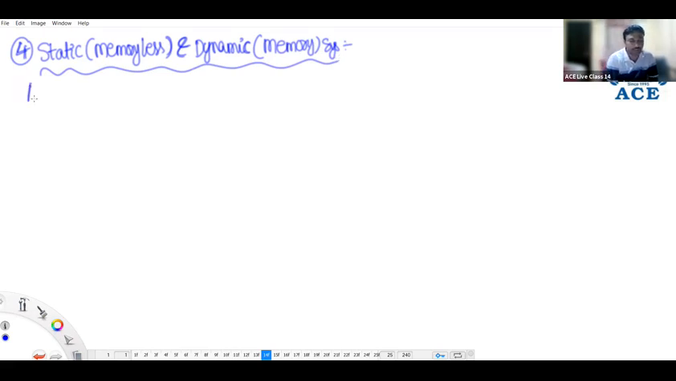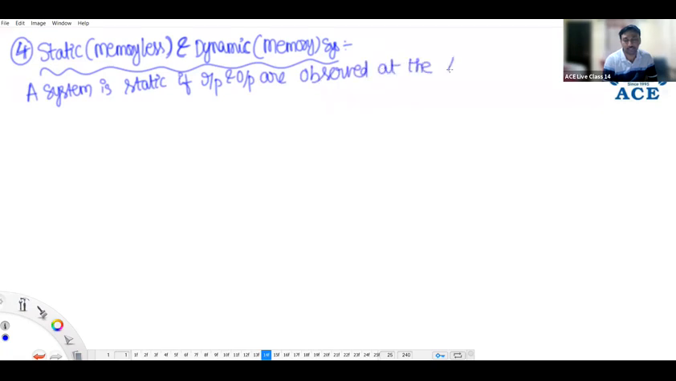So a system is static if input and output are observed at the same instant, t equals t0 or n equals n0. The concept of a static system is very simple: learn now, forget now. No storage. It will take, it will give out.